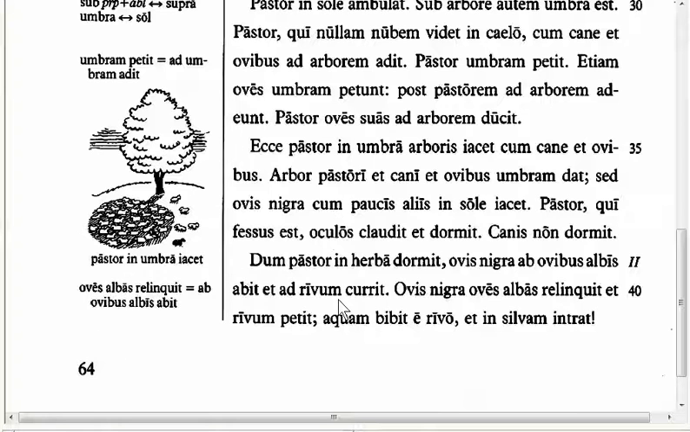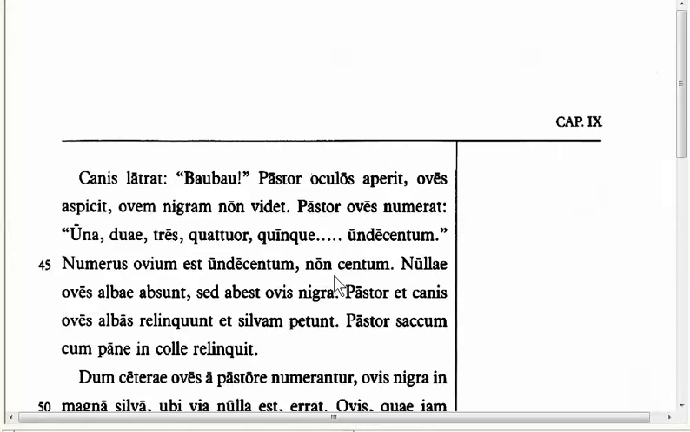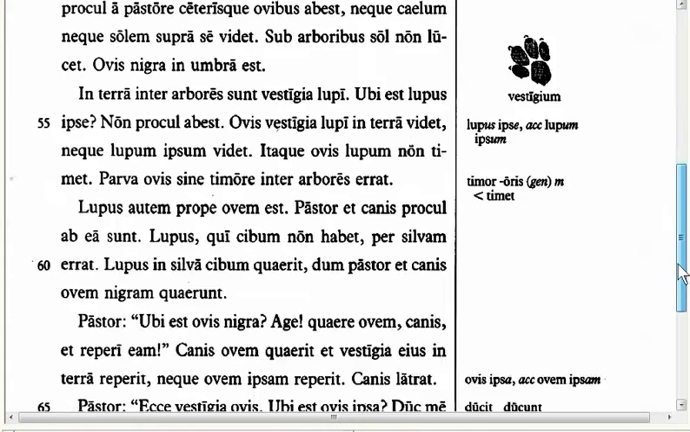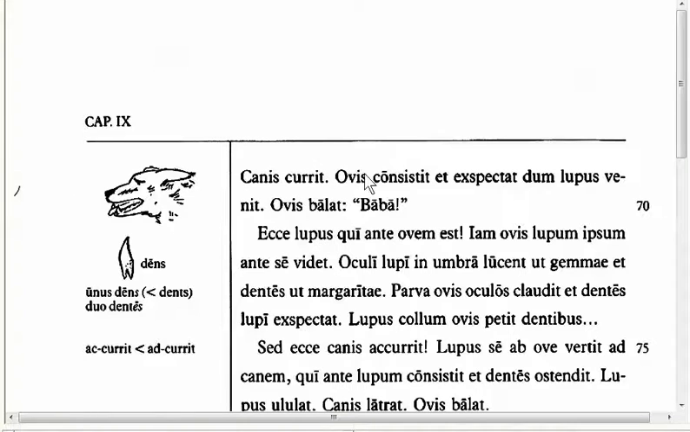But we'll notice another one in line 69. If you go down here to 60, the next page. We have, ovis consistit et expectat dum lupus venit. So we have the sheep stops and waits. And we could translate this while the wolf comes, but a better translation here would be until. So dum can also mean until. So the sheep stops and waits until the wolf comes.